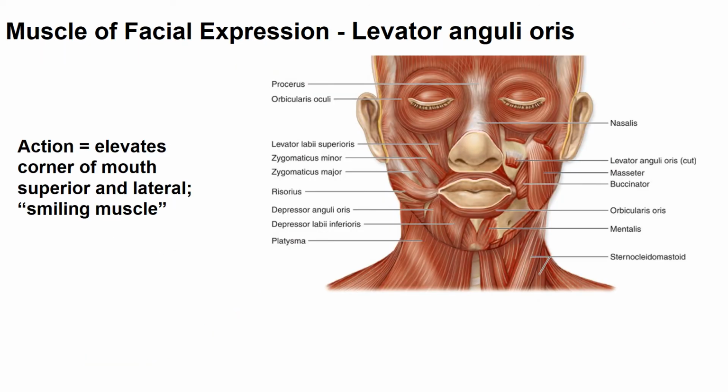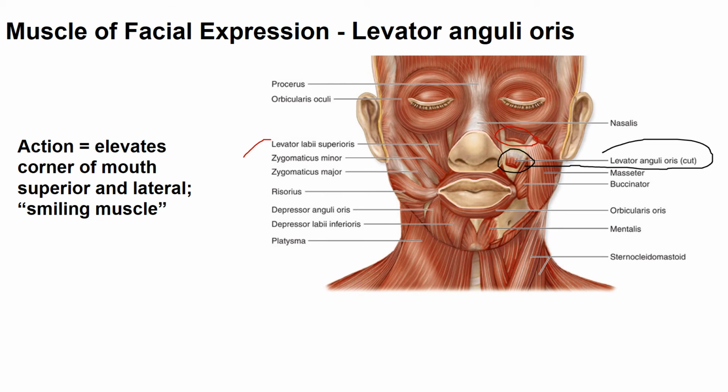The levator anguli oris is going to be a deep muscle. And so in this image, it's cut here, and you see that it's going to be underneath the levator labii superioris, which is going to be this cut muscle right here. So the levator anguli oris is going to draw the corners of the mouth superiorly and laterally. And so this is one of our smiling muscles because it actually inserts into the skin at the superior corner of the mouth.